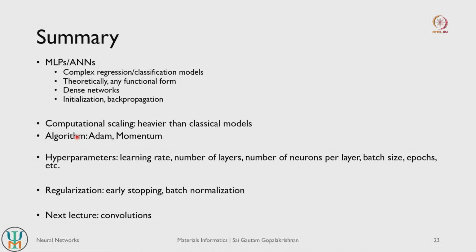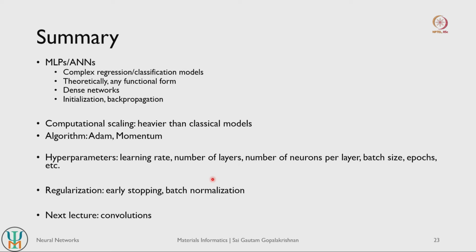The algorithm that we generally use is ADAM. ADAM is the most state of the art, but you can use stochastic gradient descent as long as the model is simple enough. There are lots of hyperparameters and it's very difficult to optimize each of them, but these are some of the important ones. Learning rate is fairly important, number of layers is important, number of neurons per layer is important, as well as batch size and epochs. Regularization: neural networks have a tendency to overfit whatever data you feed them, so it is important to use some kind of regularization. These are the two commonly used techniques: either you do early stopping or you do batch normalization.